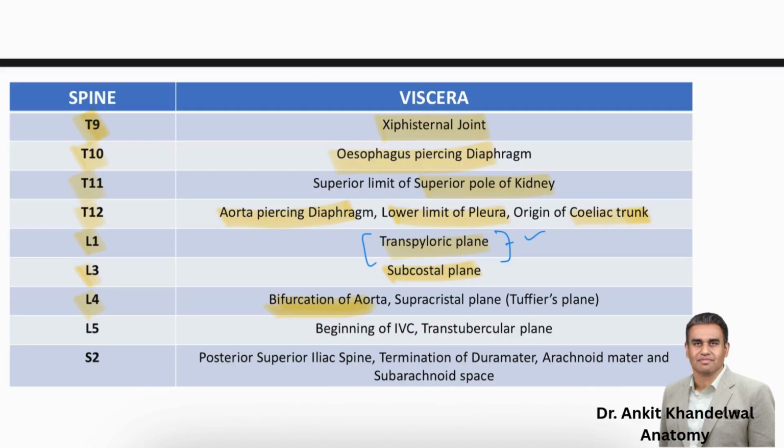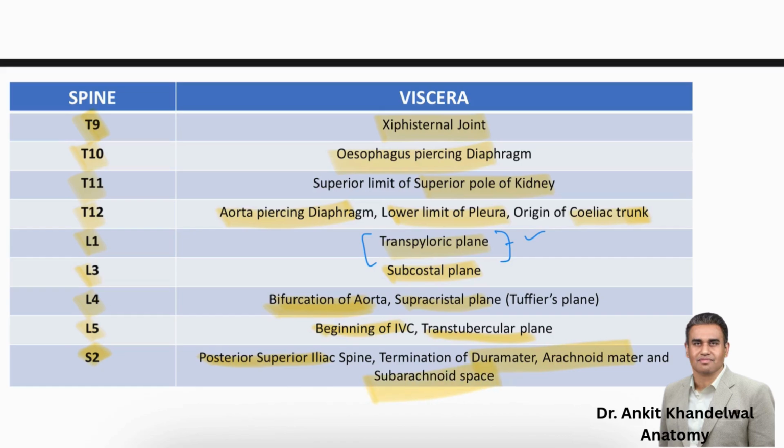Also at L4 we have the supracristal plane, that is the highest level of the iliac crest. At L5 we have the beginning of the IVC, because the IVC begins from below: the fusion of the two common iliac veins forms the IVC. Also around L5 you have the intertubercular or transtubercular plane. At S2, the sacral level, we have the PSIS, the posterior superior iliac spine, and also the termination of the dura mater, arachnoid mater, and the subarachnoid space.